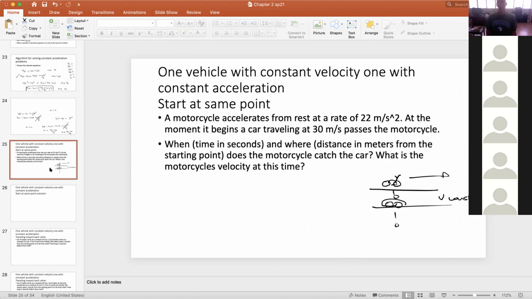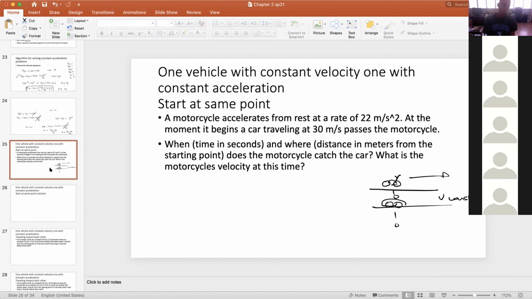So in this problem, you're on a motorcycle that accelerates from rest at a rate of, no, it's fine, Sam. You're not the only one, I'm sure, that's confused. It's confusing. You have to do problems though to kind of get it down.